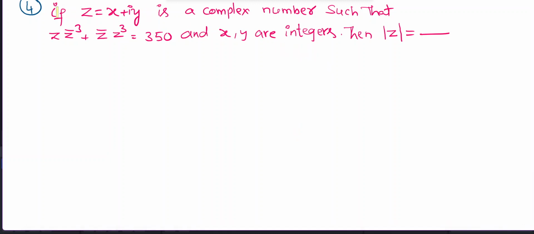This is the fourth question from EAMCET 2023 in complex numbers. Here it is given that z is equal to x plus iy is a complex number such that z bar cube into z plus z bar into z cube is equal to 350, and x and y are integers, then find mod z.